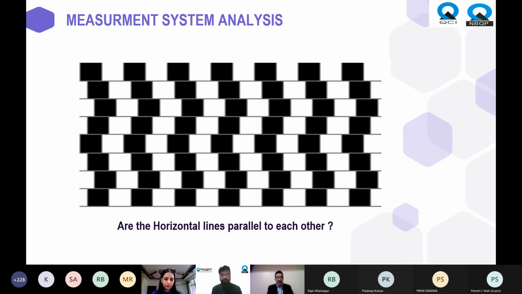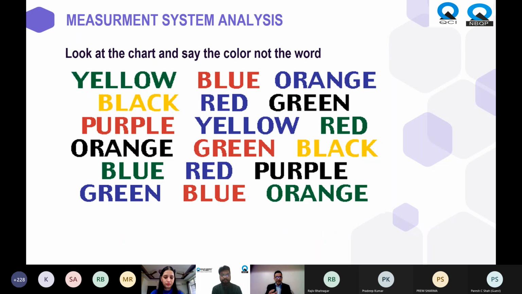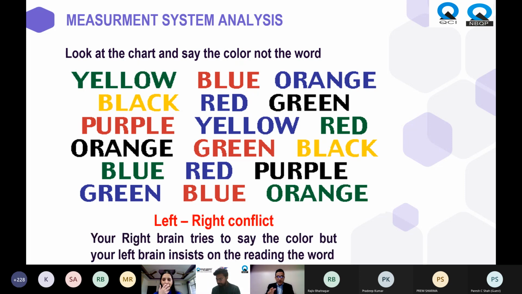That's part of MSA. And second slide, if I ask you to look at the chart and say the color, not the word, if you can just do it. The first word is written yellow, but it's written in green. If I ask you to read quickly, we won't be able to read it properly. It's because of some left and right conflict. Your right brain tries to say the color, but your left brain insists on reading the word.